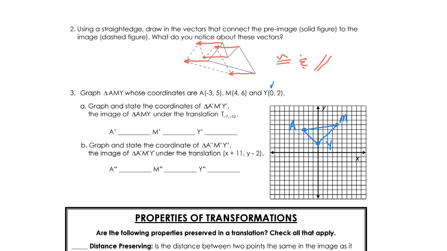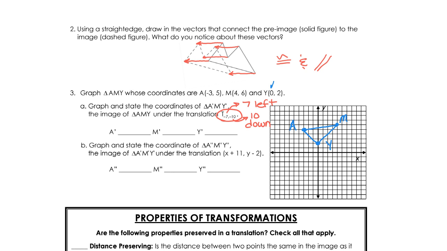Okay. All right, so now that we graphed our triangle, part A says to graph and state the coordinates of triangle A prime, M prime, Y prime, the image of triangle Amy under the translation T, -7, -10. So what the -7 means is that we're going 7 units, and because it's first, it's either left or right, and because it's negative, it's going to be to the left. The second number always refers to up or down, and because it's negative, we're going to go 10 down. All right, so you could take each point and slide it 7 to the left and 10 down.